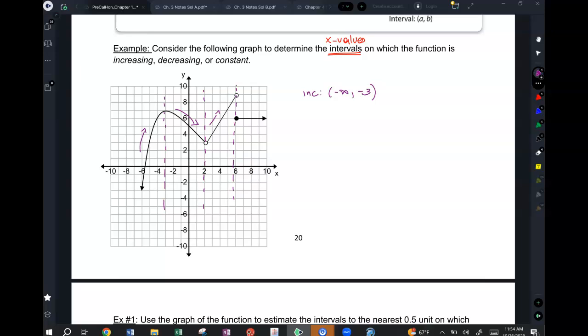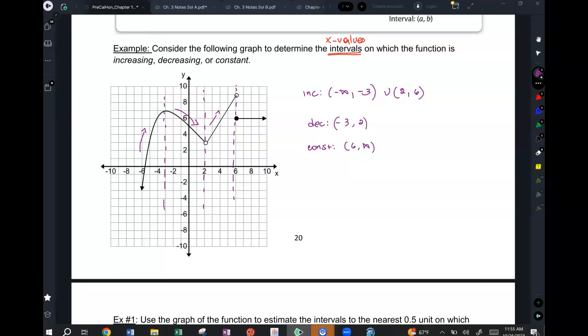So where else is it increasing? From 2 to 6. So union, 2 to 6. It's decreasing from -3 to 2. And then it's constant from 6 to infinity. So remember, always open parentheses, regardless of whether you have an open circle or not. Okay? All right.